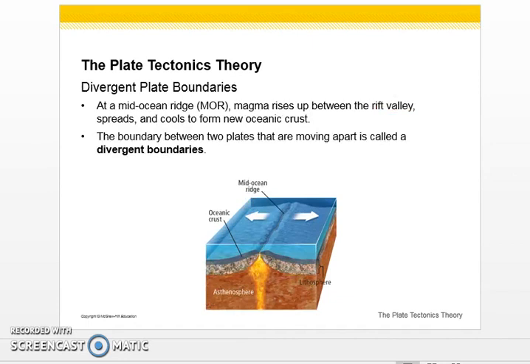At a mid-ocean ridge, magma rises up between the rift valley, which we've already discussed, spreads and cools to form a new oceanic crust. The boundary between the two plates that are moving apart is called a divergent boundary. It diverges, or divides, from each other.